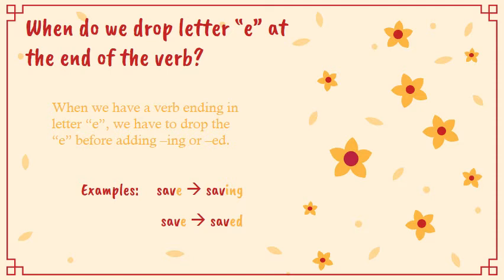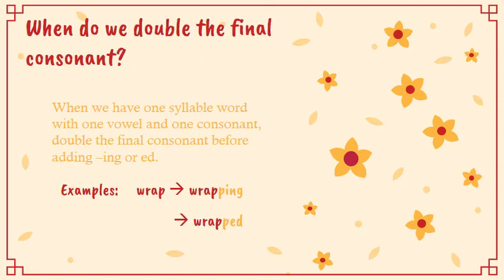Simple and easy. When do we double the final consonant? Sometimes we have to double the final consonant. Why? When we have a one syllable word, we mean a very short word that has only one part, one sound. Or sometimes we have verbs with more than one syllable, but the last syllable is short and has one vowel letter. In these verbs, we stress on the last consonant letter. So when you add ing or ed, you would notice that you are stressing on the consonant letter. That's why we have to double it.